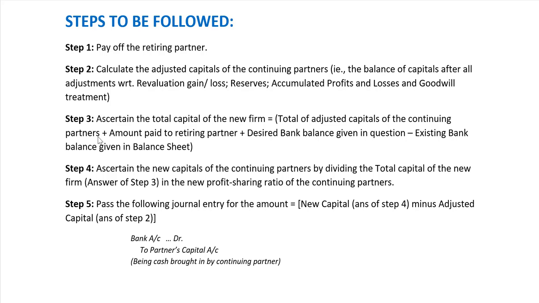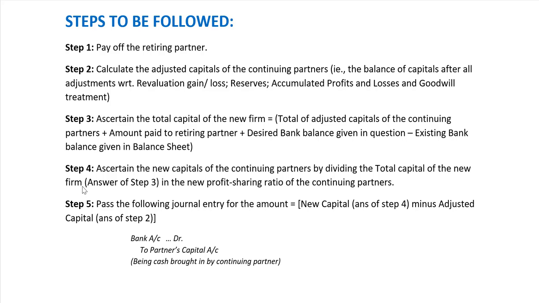Step 3 is to ascertain the total capital of the new firm. The formula to be applied is we need to get the total of the adjusted capitals of the continuing partners. We need to add the amount which is paid to the retiring partner. We also need to add the desired bank balance which is given in the question. And from this amount, we have to subtract the existing bank balance which will be given in the balance sheet.